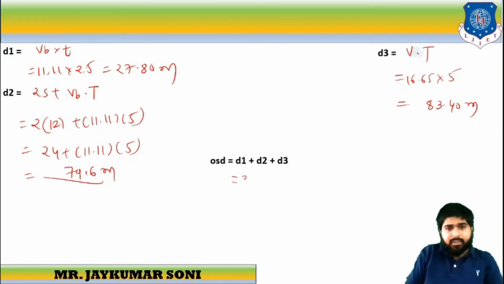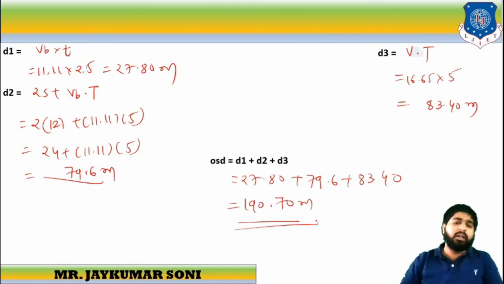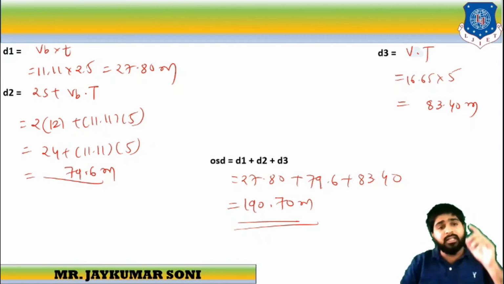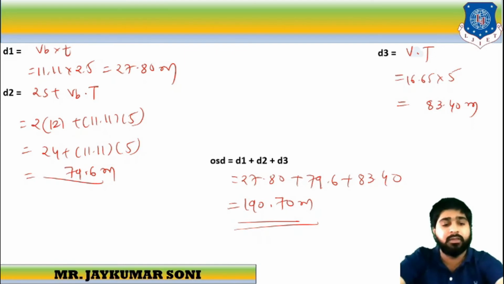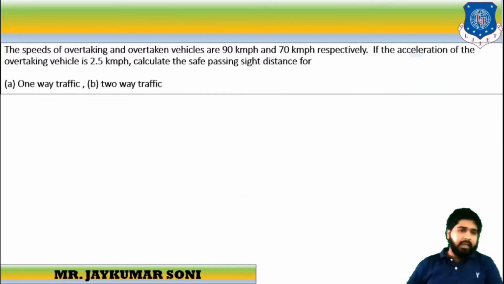Now what we will do, we will just add these values. 27.80 plus 79.6 plus 83.40, and it will come as 190.70 meters. So this is the end of the example where all the values were already given. Now let us move towards another example. Let us read the statement.